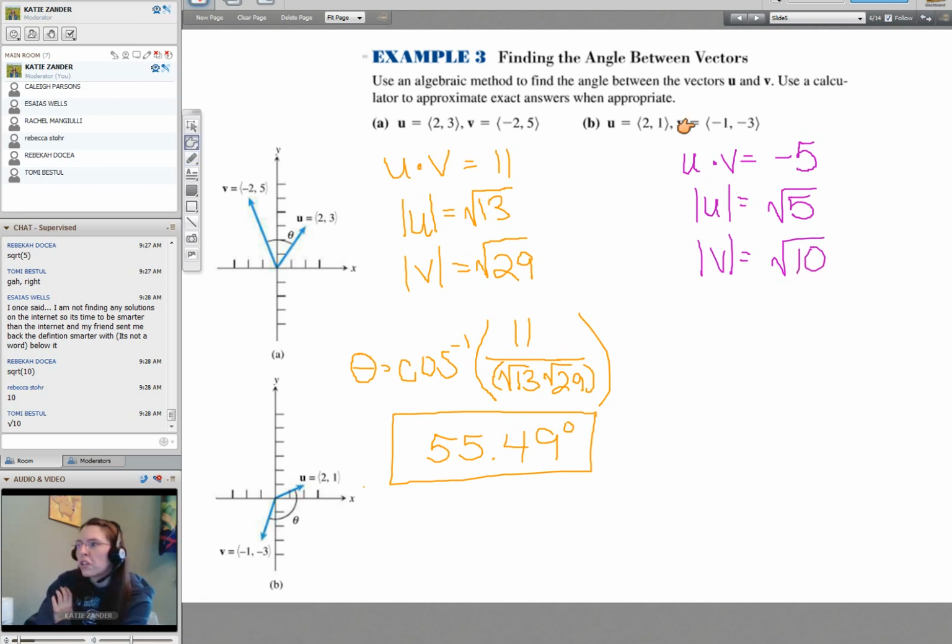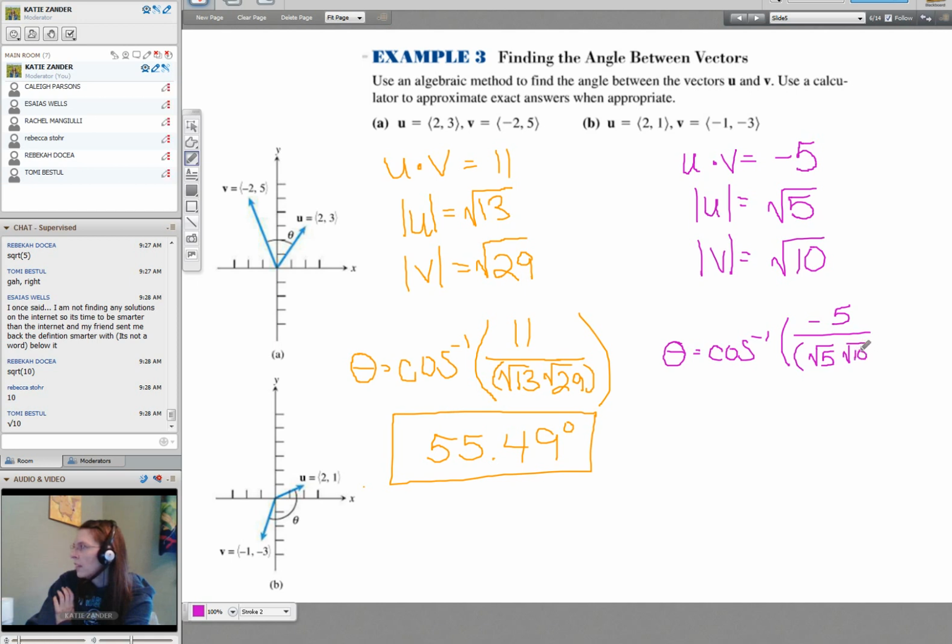Again, if you're questioning how we're getting those magnitudes, remember we just take the square of each component and add it together under the square root sign. Good. All right, to find the angle, remember we do cosine inverse of the dot product divided by, parentheses here, square root of 5 times square root of 10 in that denominator.